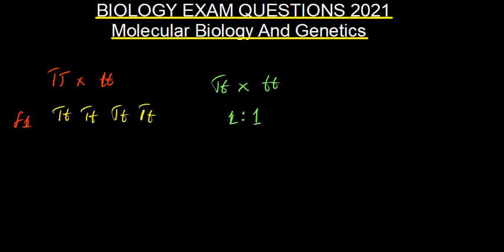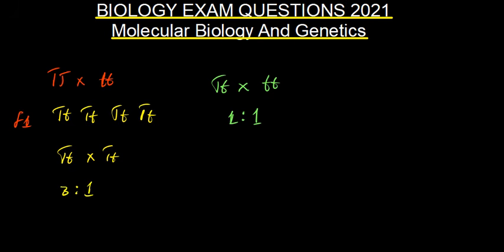Then the other thing he did is he allowed the F1 to cross amongst themselves. So when you allow the F1 to cross amongst themselves, it means you are crossing this with this. The ratios in this case are going to be 3-to-1.